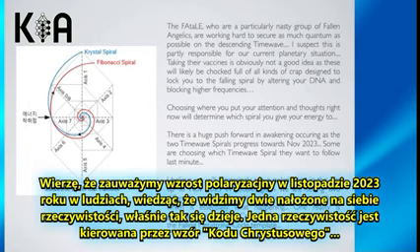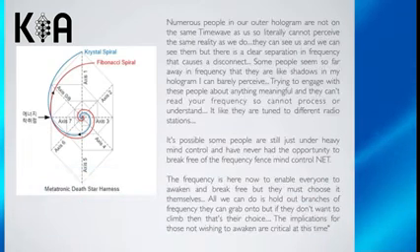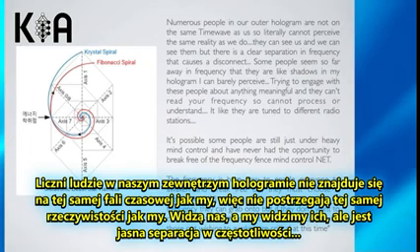I believe we will increasingly see a polarization in the run-up to November 2023 in people, given we are seeing two different overlaid realities on top of each other, which is essentially what is happening. One reality is generated by the Christ code template, and the other the fallen Metatronic code template. Numerous people in our outer hologram are not on the same time wave as us, so literally cannot perceive the same reality as we do.